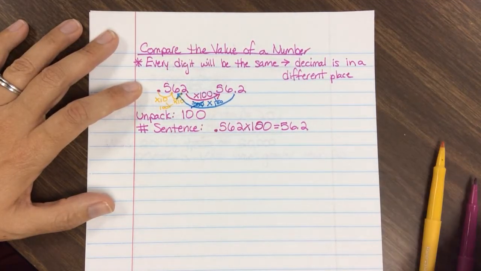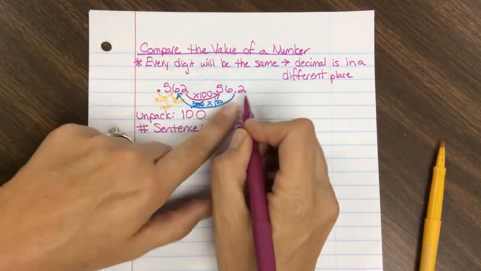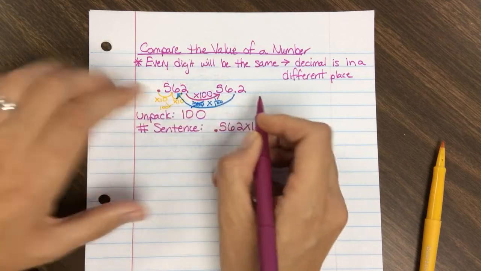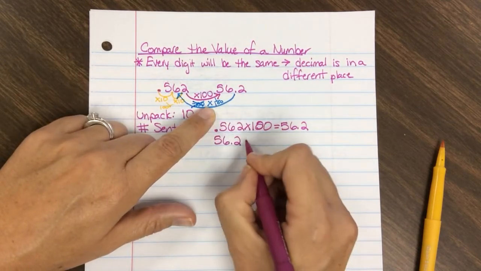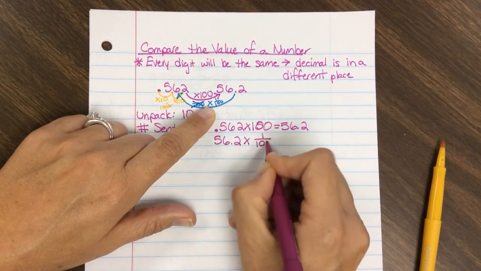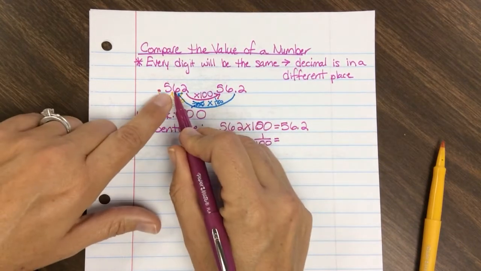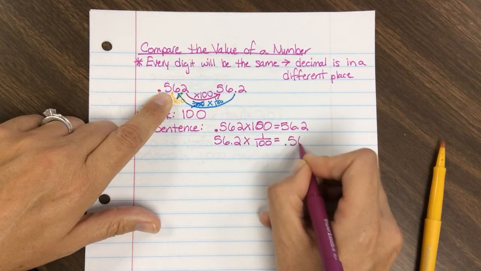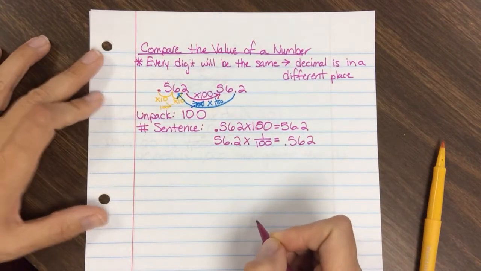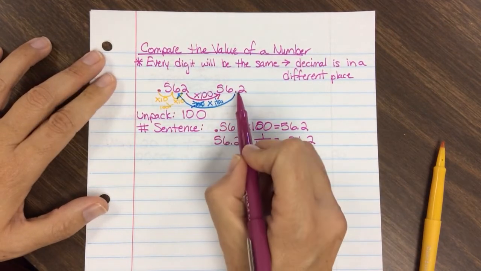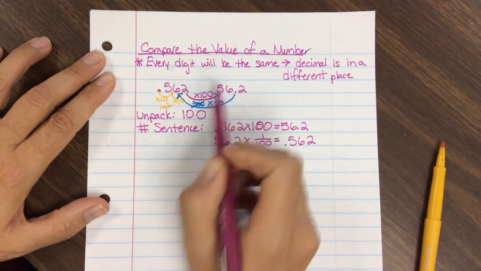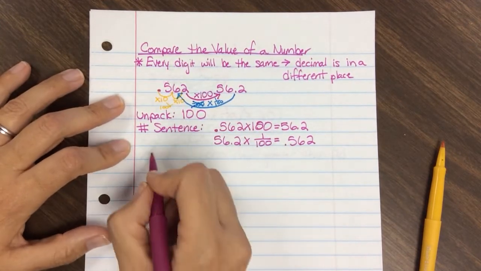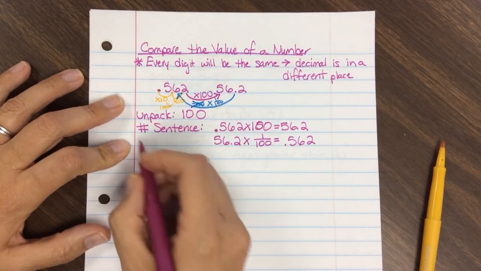So let's write it. Starting with my new arrow spot, 56 and 2/10 times 1/100th should get me 562 thousandths. So do you see how I just followed my arrows? Now once I have my number sentence, I can do my words.